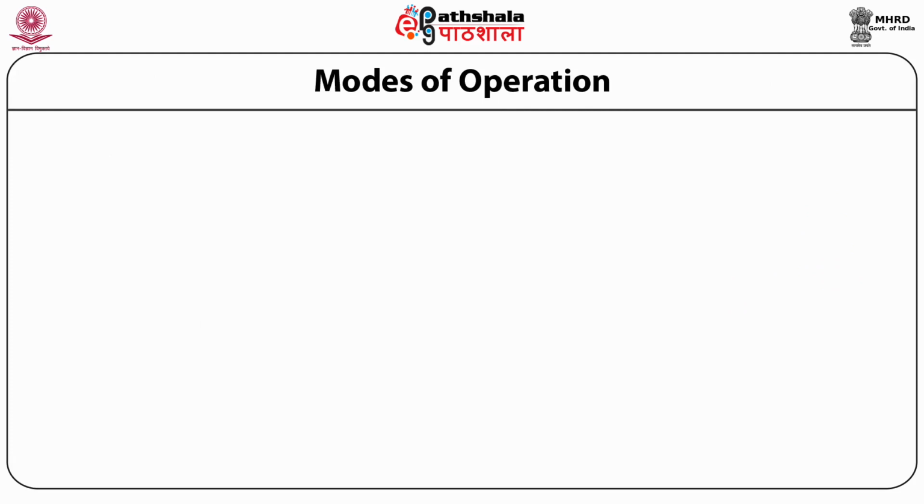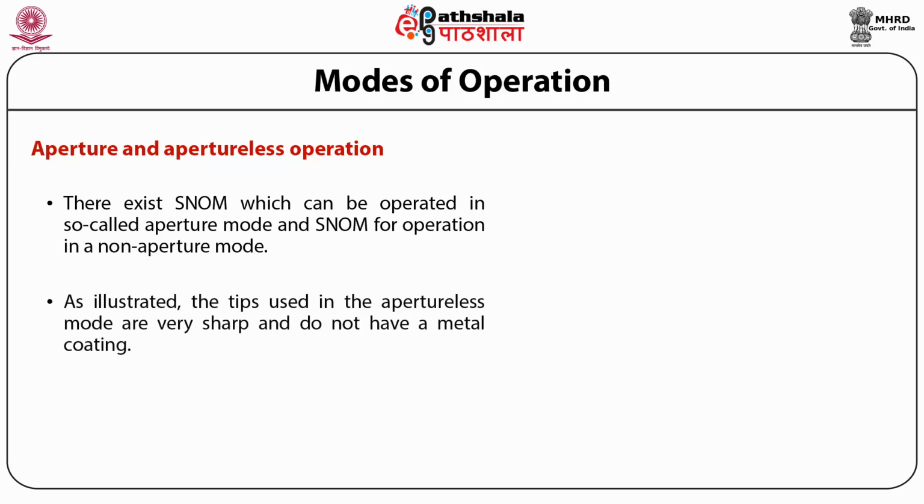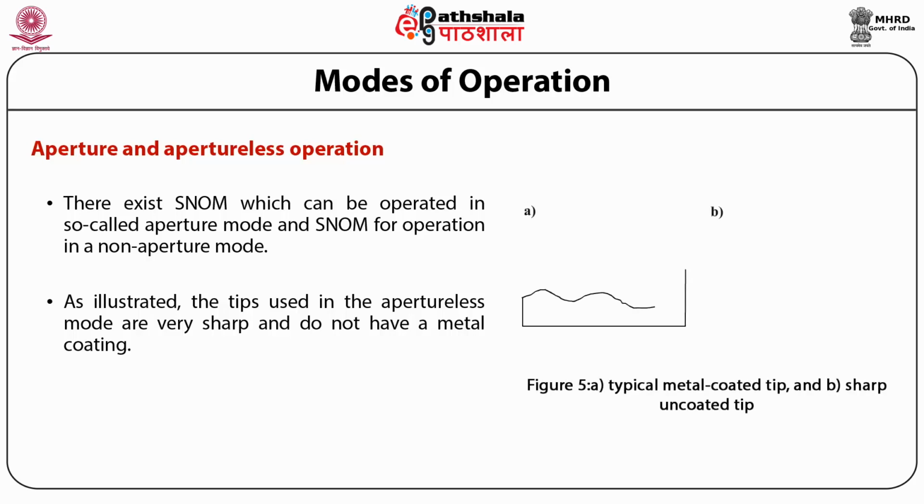Let us next study the various modes of operation. We will first discuss the aperture and apertureless operation. There exists SNOM which can be operated in so-called aperture mode and SNOM for operation in a non-aperture mode. As illustrated, the tips used in the apertureless mode are very sharp and they do not have a metal coating. The typical metal coated tip is shown in figure 5a and a sharp uncoated tip is shown in figure 5b.